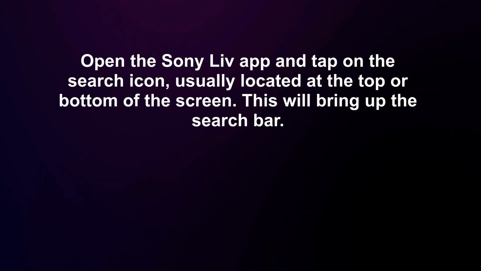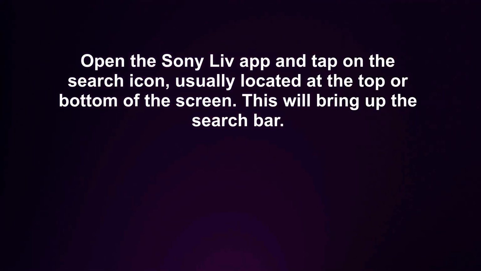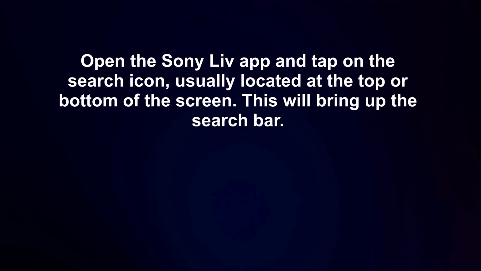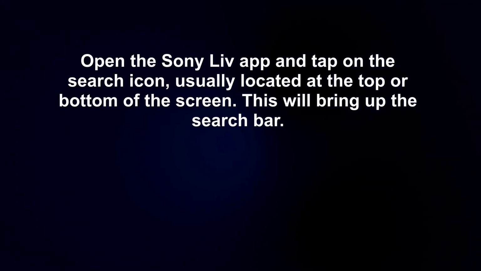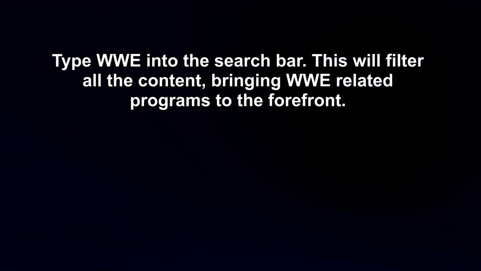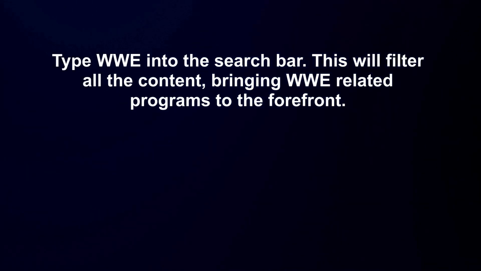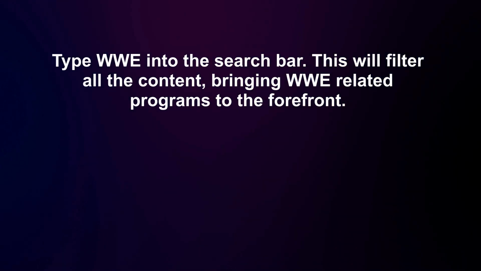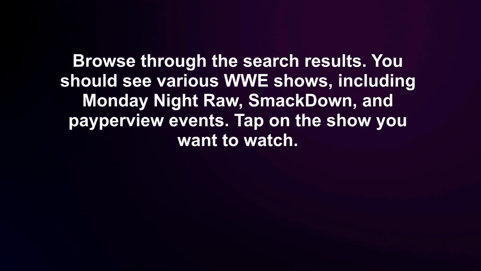Open the Sony LIV app and tap on the search icon, usually located at the top or bottom of the screen. This will bring up the search bar. Type WWE into the search bar. This will filter all the content, bringing WWE-related programs to the forefront. Browse through the search results.